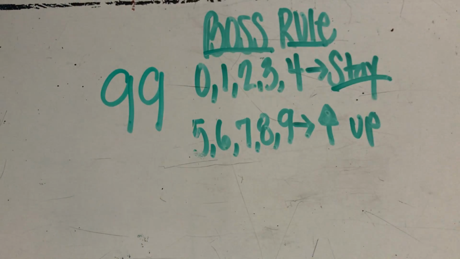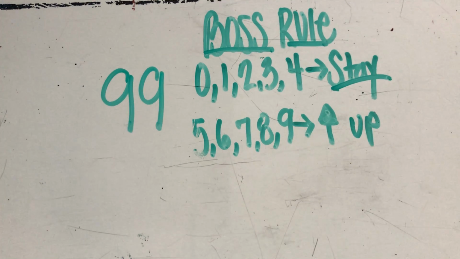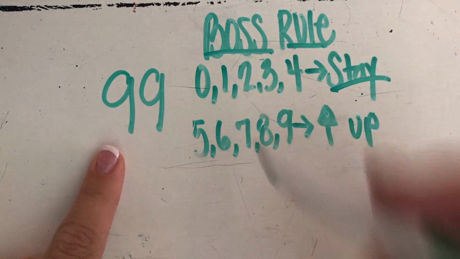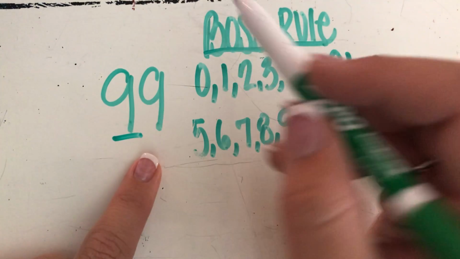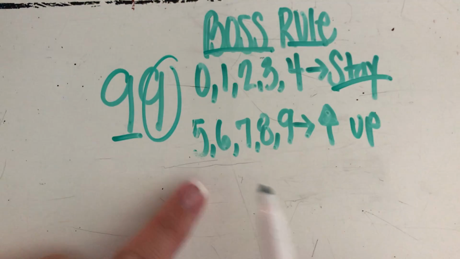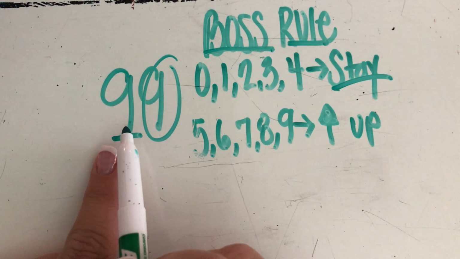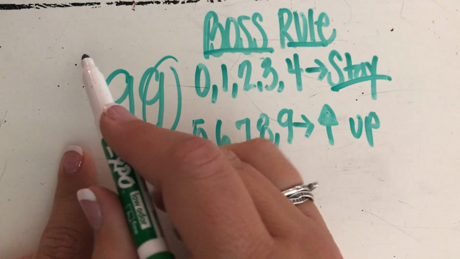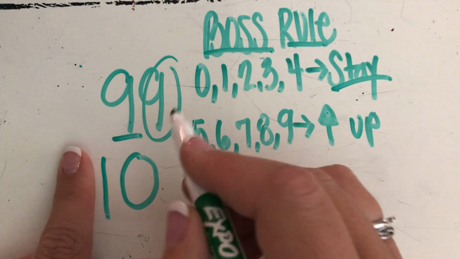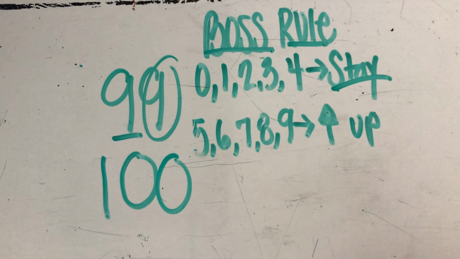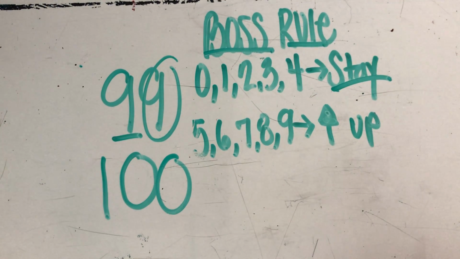99. What's your rounding digit? The 9 in the tens place, yes. What about the 9 in the ones place? It's your boss. According to your rule, that 9 is going to tell that 9 to do what? Go up to a what? So the 0 comes here, the 1 comes to the hundreds, and the 9 becomes a? Yes, sir. Yes, ma'am. Are we ready to do some on our own?